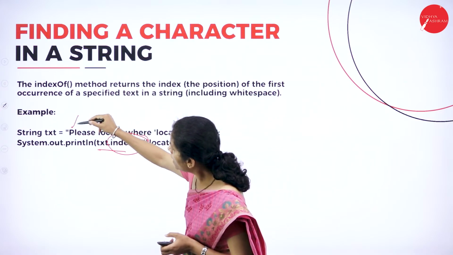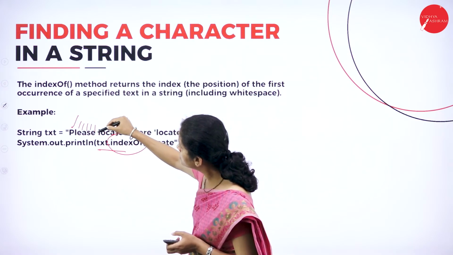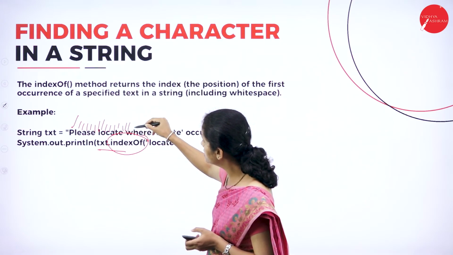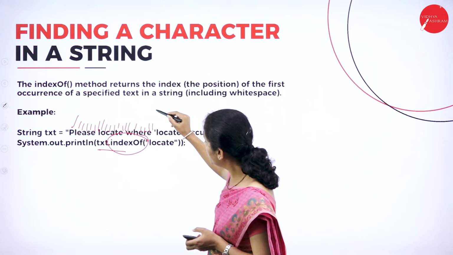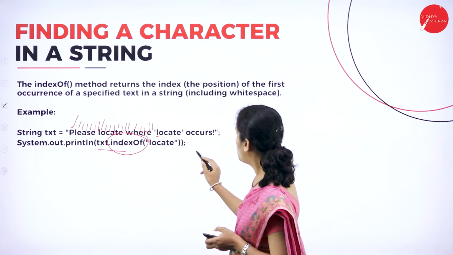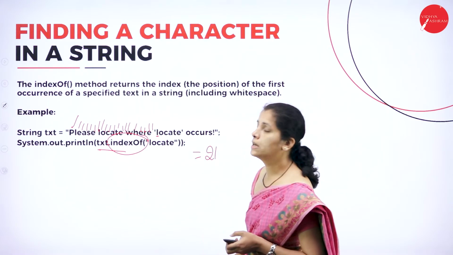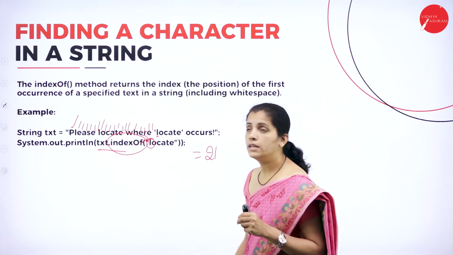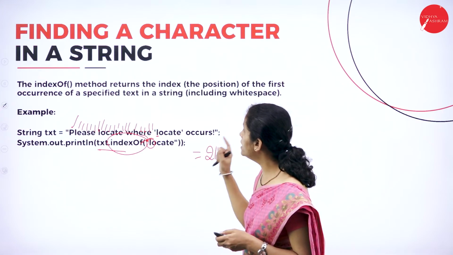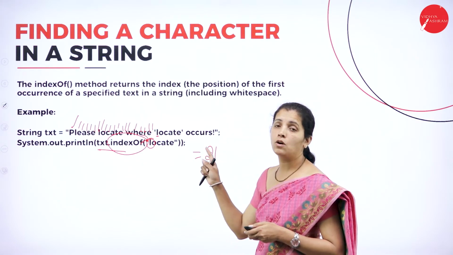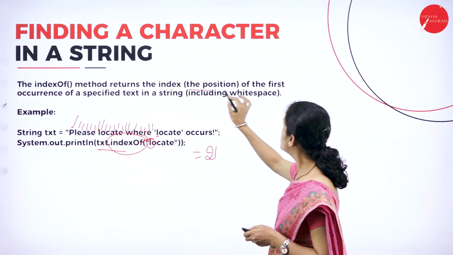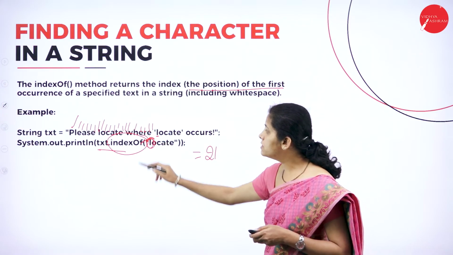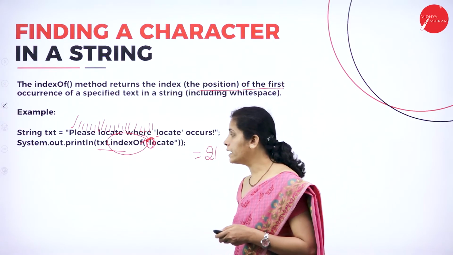I'll start from 1, 2, 3, 4, 5, 6, 7, 8, 9, 10, 11, 12, 13, 14, 15, 16, 17, 18, 19, 20 and 21. What is the answer? It is 21. In the place of 21, I have the letter L. So it is mainly used to get the index or position of the first occurrence of a specified text. So this is the first occurrence of specified text.